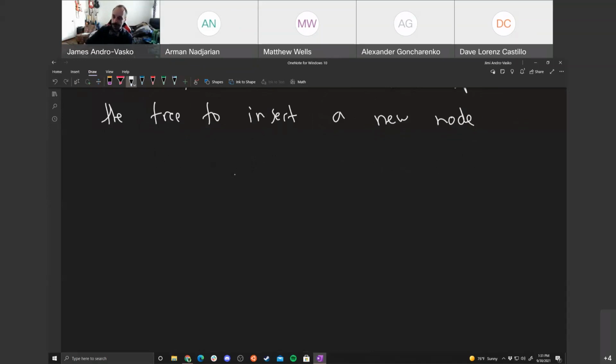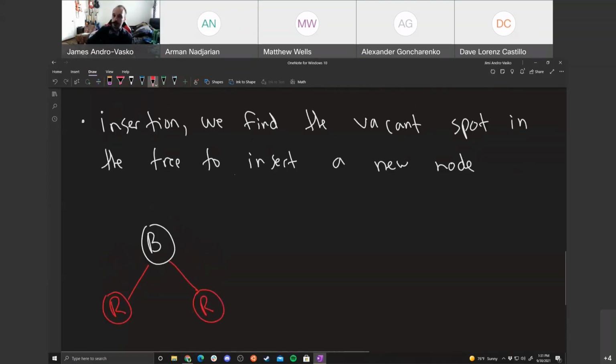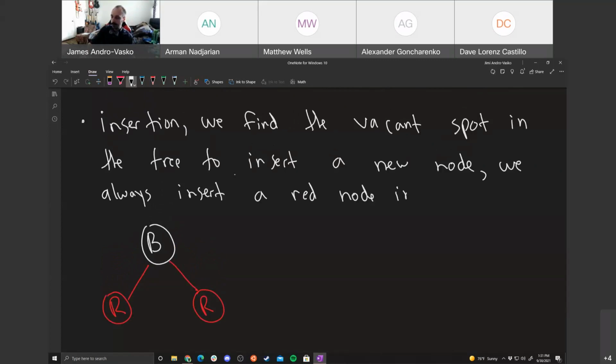So we'll have the following scenario. Let's say we have a black node over here, and then we'll have a red node over here as well. Now, also for insertion, I'll put this node over here. We always insert a red node into the tree. Then we can, of course, change the colors accordingly to maintain the red-black tree order.